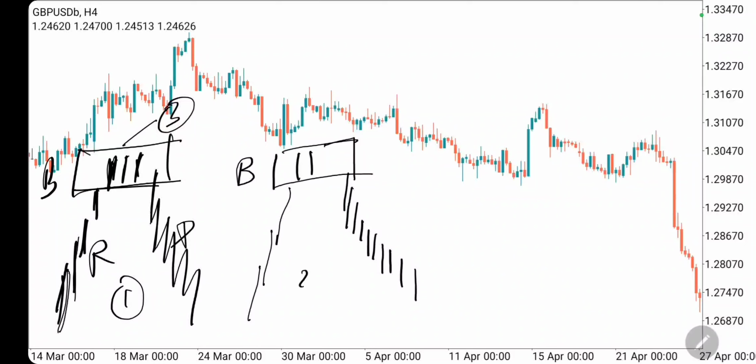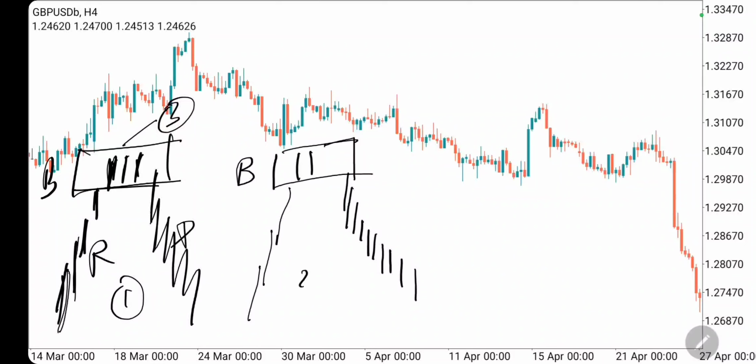Today we want to talk about how to trade the best supply and demand zones, the best supply and demand zones that you should trade.